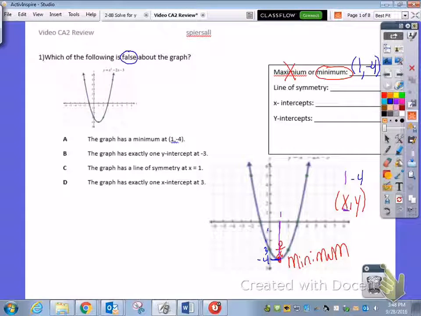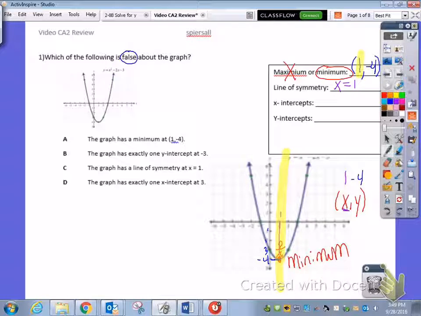That is my minimum. The line of symmetry is always the X value, so it always goes through the X value. So X equals 1. It cuts through the middle and cuts it in half, so it folds.